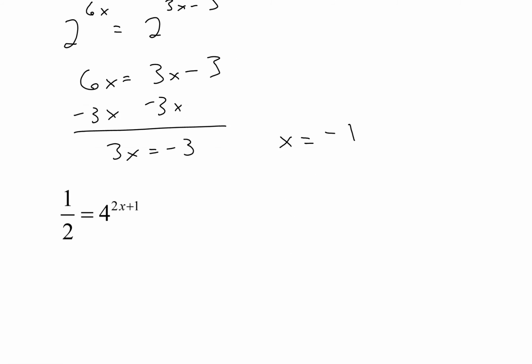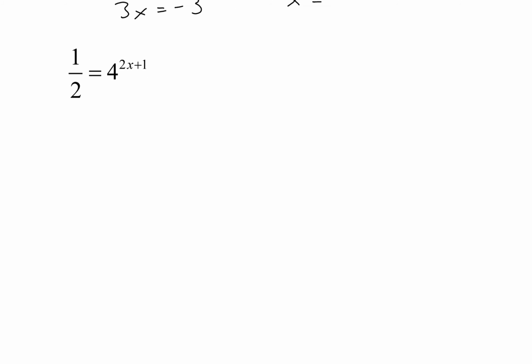Last, we'll do one with a fraction in it. There's sort of a trick to this one. 1/2 you can think of as 1 over 2 to the 1, right? So I can move that into the numerator and make it 2 to the negative 1 equals, and 4 is 2 squared, so 2 to the second raised to the 2x plus 1.